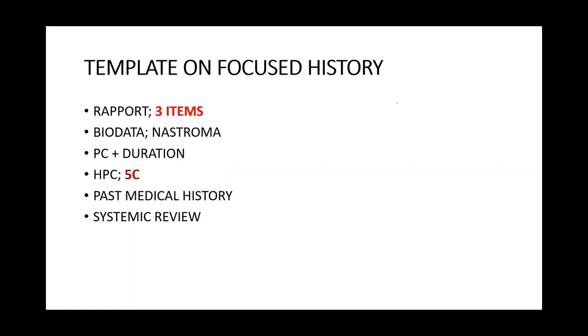Now, systemic review is not too relevant in taking a focused history. Systemic review is not too relevant. You should know that the aim of systemic review is to look for concomitant disease in the patient. However, in a focused history, there is a way you will abbreviate the systemic review, which we are going to see shortly.